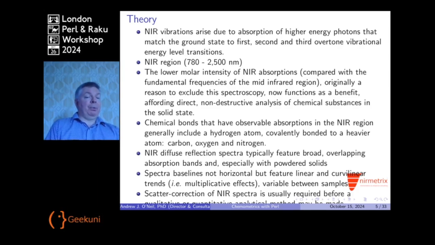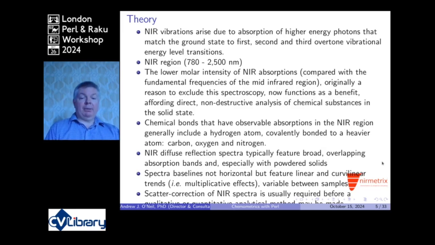The other advantage of this particular physics is that we don't have to grind samples up and dilute them down like you might have to do in infrared spectroscopy. We can analyze things intact, like entire tablets, and measure and characterize them within seconds. Typically the spectra have broad overlapping absorption bands, and the baselines may not be particularly flat. They may have linear and curvilinear trends in them, and these relate to the scattering of light, not to chemical differences in samples.